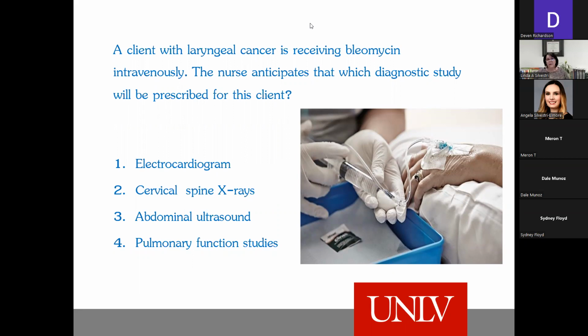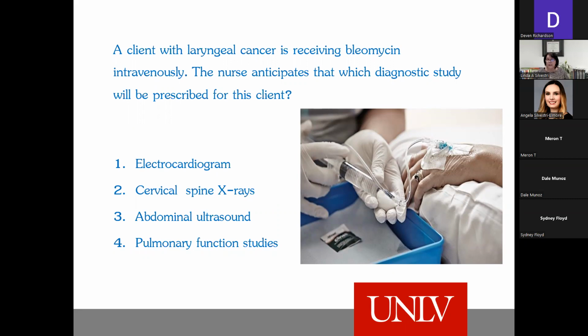Okay, all right. So let's just talk about bleomycin then. Bleomycin is one of those drugs that can really cause pulmonary toxicity. If you can hook up bleomycin and pulmonary toxicity, that will always get you to the correct answer.